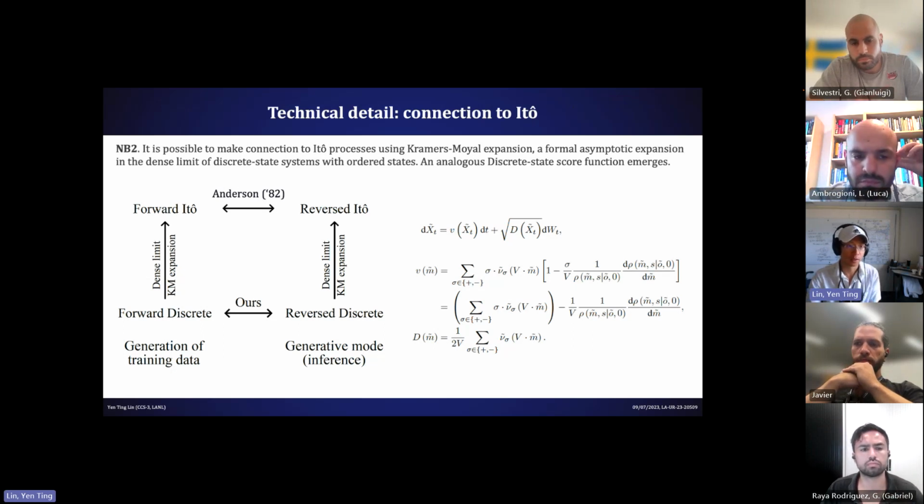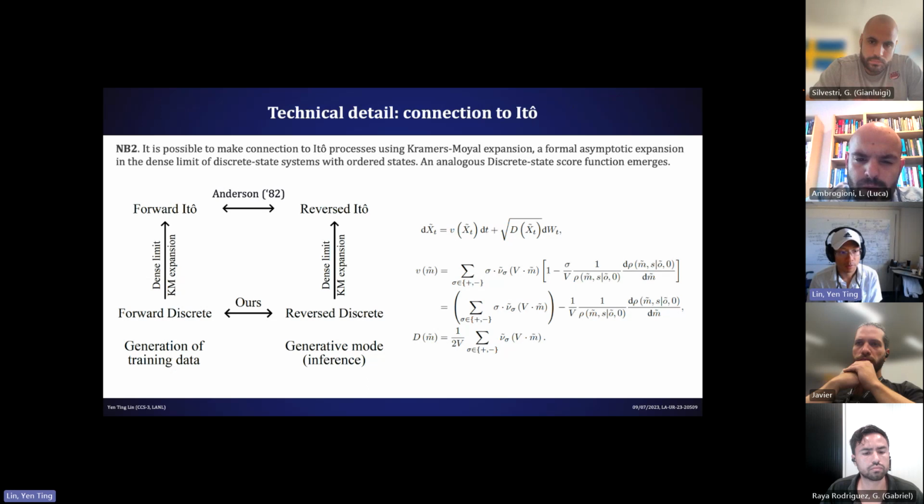So basically in the dense limit, if your discrete state space is in some order of states. For example, if you think about a real line, I can discretize it first, and then I can make it denser and denser, and I can design the jump process on the discrete domain, and then send the density to infinity. And in that asymptotic expansion, you would hope that whatever you obtain is similar to the continuous Ito process. And the technology there is the Kramers-Moyal expansion.